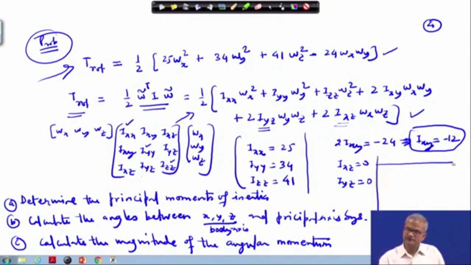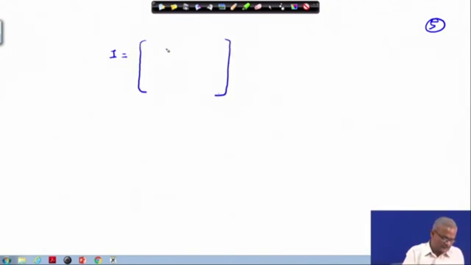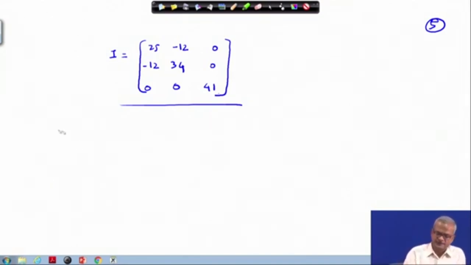So, your inertia matrix now looks like this, we will do it in the next page. The inertia matrix then becomes, the first element was 25, then 34, and this was 41, I xy we have got as minus 12, the others are 0. So, this is the inertia matrix, from there we have to calculate the principal moments of inertia. This is the first problem.